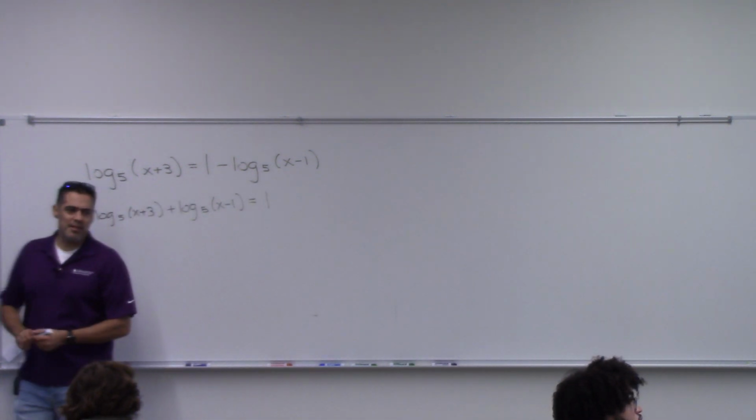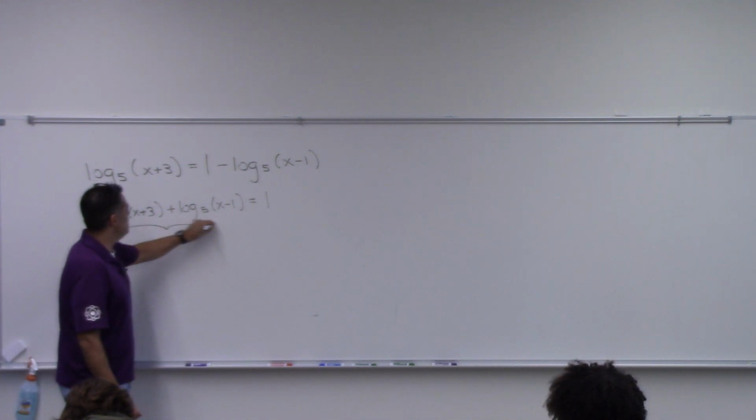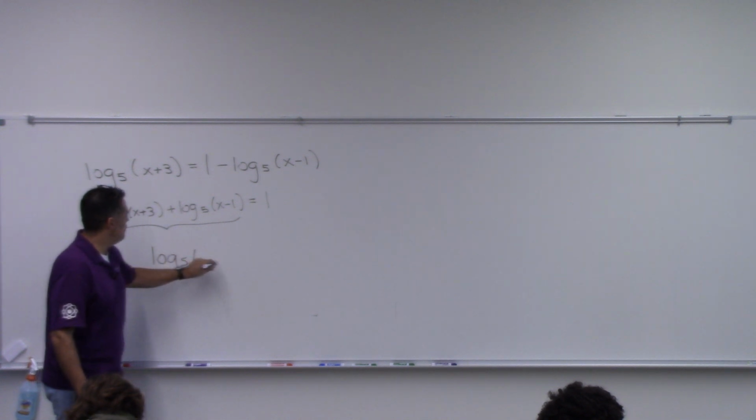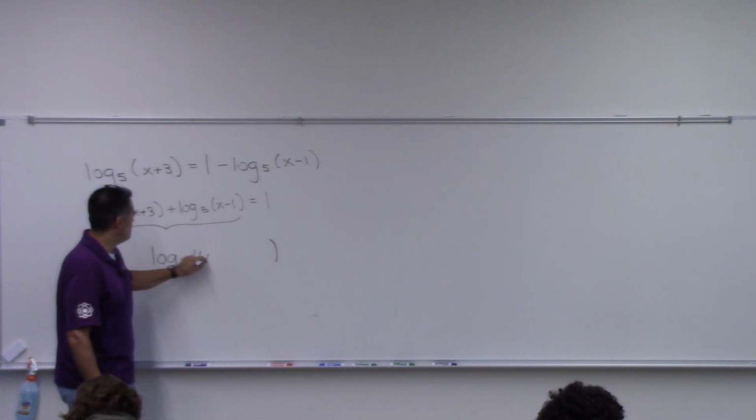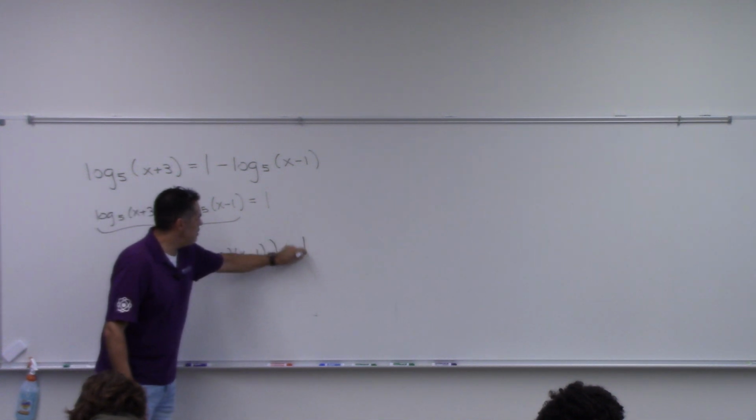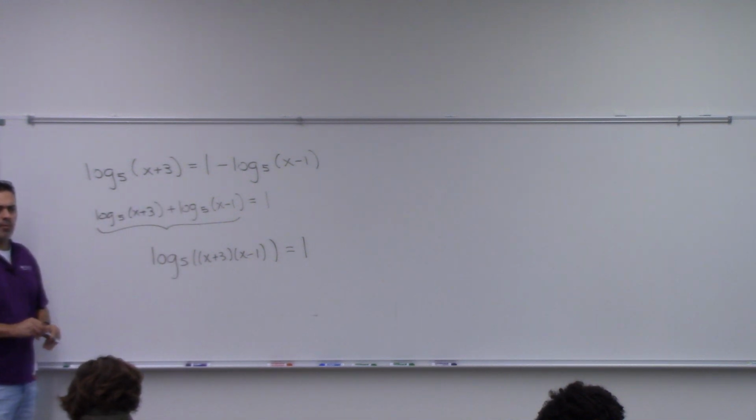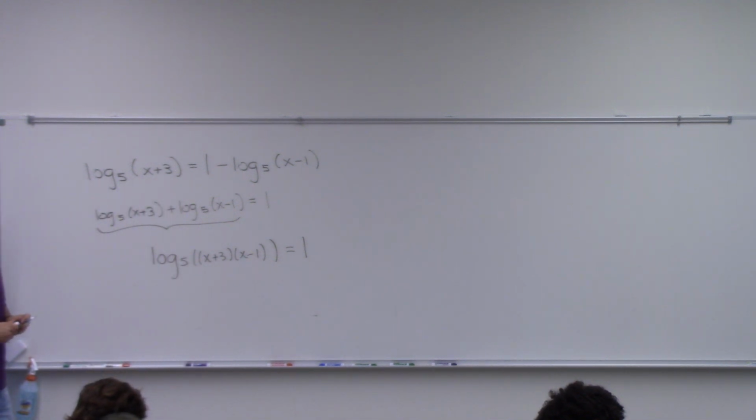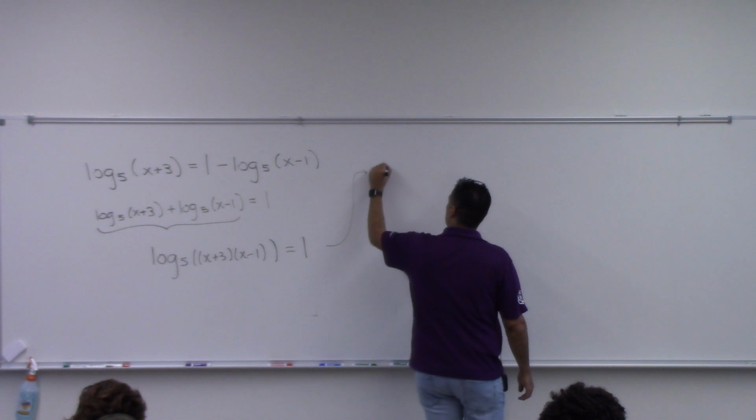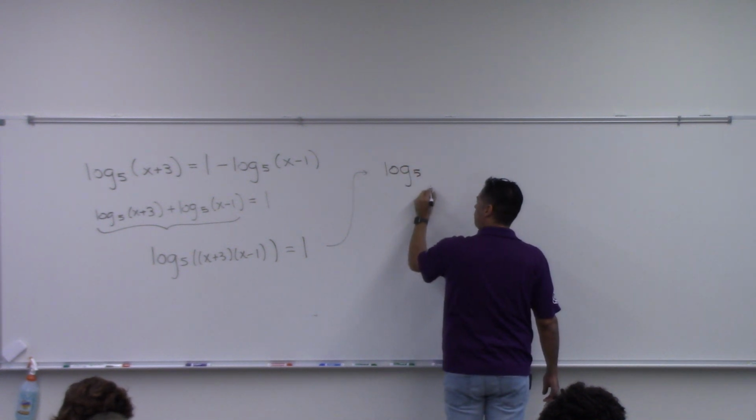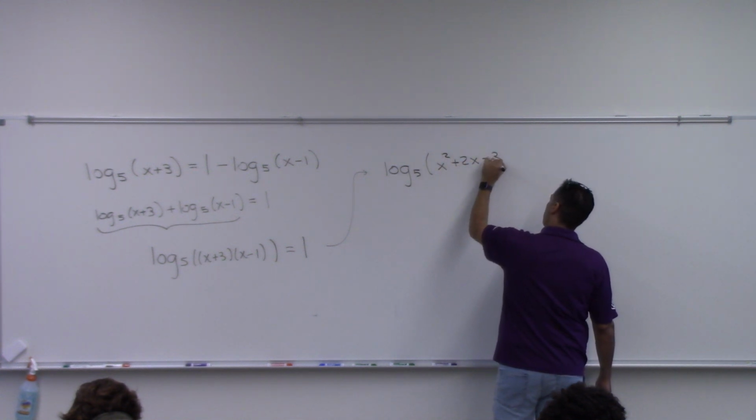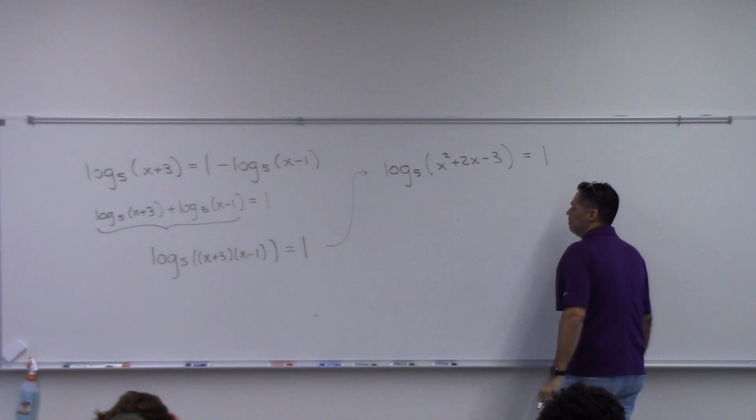All right, now we can put these together, can't we? Condense these into a single log base 5 of two things multiplied together, right? X plus 3 times x minus 1. And then that must equal 1 still. This is very similar to the problem we did just a minute ago, isn't it? Multiply those things together inside that log. We're going to get log base 5 of, let's see, x squared plus 2x minus 3 equals 1.